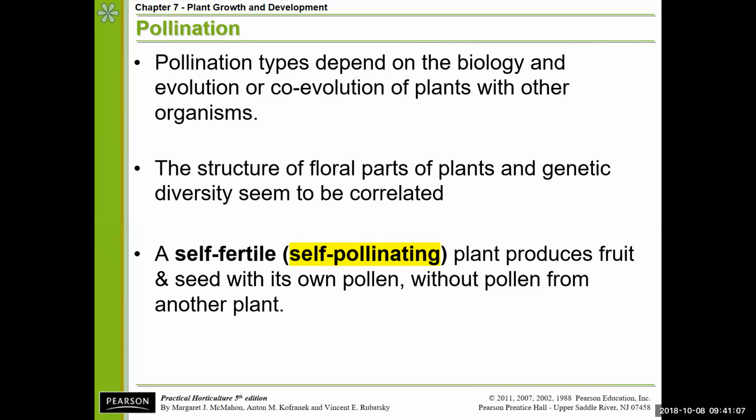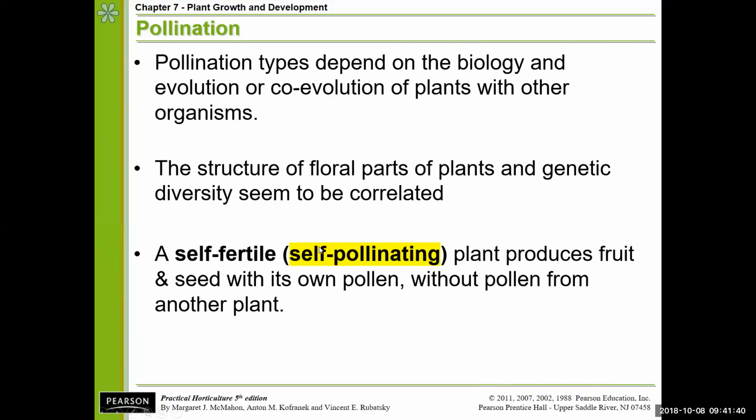We're really looking at the structure of the floral parts of the plants, and interestingly enough, genetic diversity seems to be correlated there. What I mean by that is that if the plants need a wider gene pool in order to survive, then they tend to be cross-pollinating. Whereas if they don't seem to exhibit the effects of inbreeding depression, for instance, then you have self-pollinating plants.